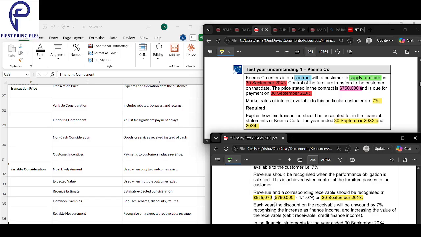That's it. They're asking, in 2003, what is it? 655. In 2004, it will be 7,00,935. In 2005, it will be 750. But for both the years, there will be an investment income.